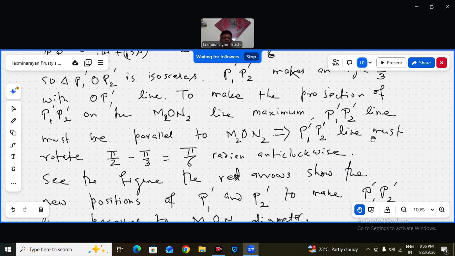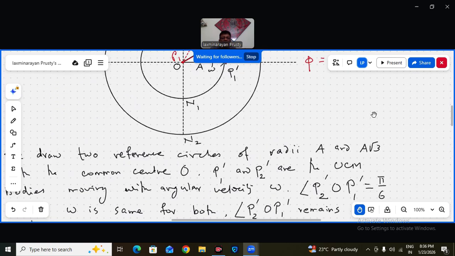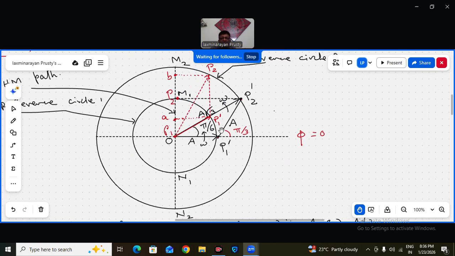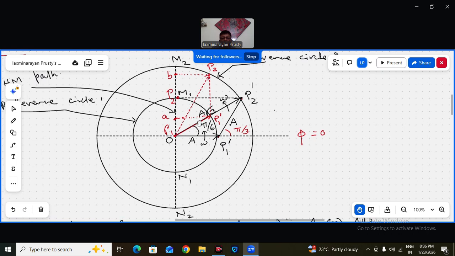That is, the P1 dash P2 dash line must rotate by what angle? It is at 60 degrees, we have to make it 90 degrees, so rotate by 30 degrees. So these two lines, a and a root 3, move 30 degrees each. So P1 dash should come here, P2 dash will come here, because this also moved by 30 degrees. So P1 dash P2 dash also moves by 30 degrees, because the triangle's dimensions are fixed now. If you rotate the triangle, all sides rotate by the same angle. So this I have to further rotate by 30 degrees or pi by 6.